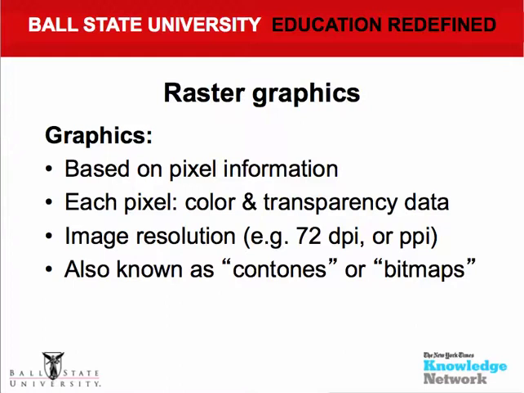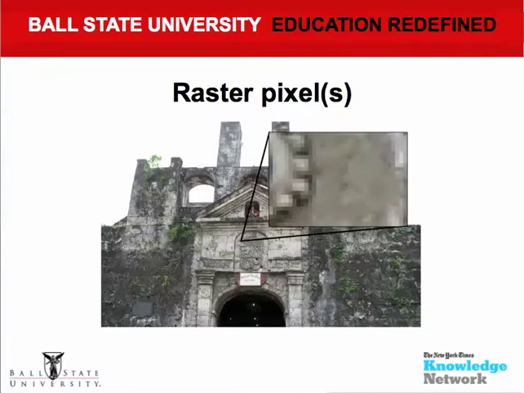At 300 dots or pixels per inch, an image has much more pixel information and it can therefore be printed larger and at a higher quality. Vector graphics are typically used for charts, logos, and graphics, while raster graphics are more for photos.